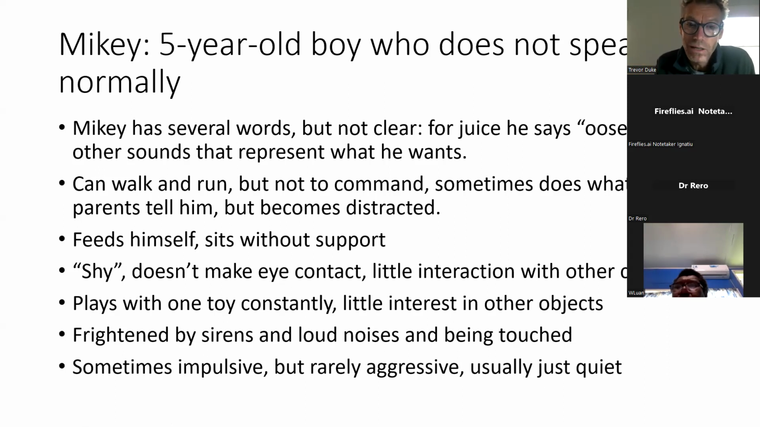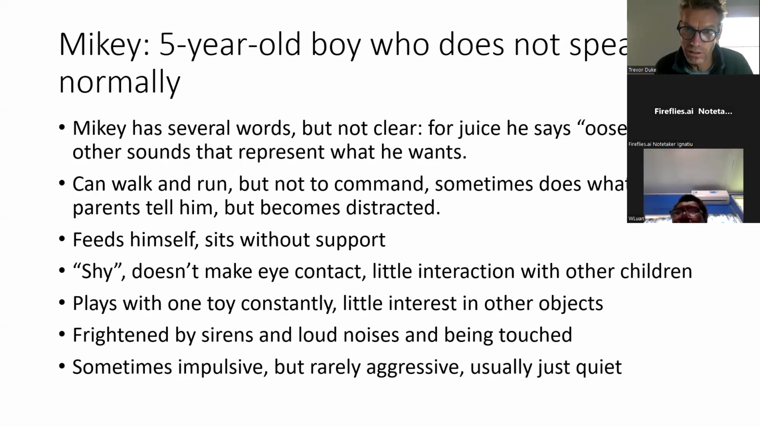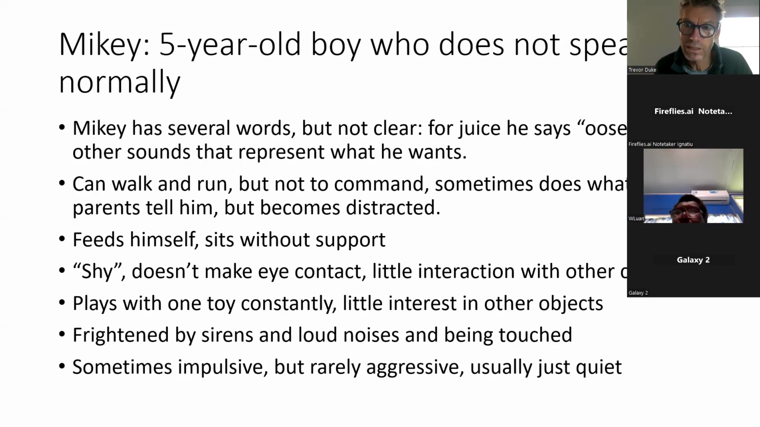He could walk and run seemingly normally, but not to command. If you ask him to do something, he wouldn't actually do it. But sometimes he did what his parents told him, but then he would become distracted. His parents were usually able to calm him quite well and to persuade him to do things they wanted him to do. He fed himself and he sat with support. He could walk and run normally, so his motor skills were quite good, but he was very shy and he didn't make any eye contact.